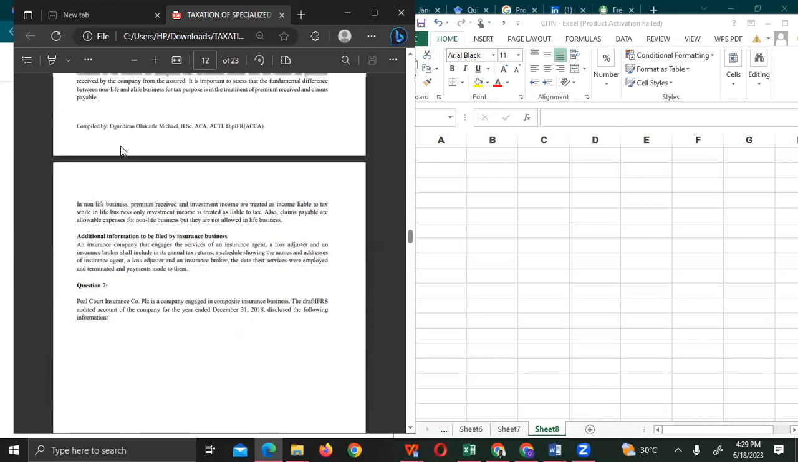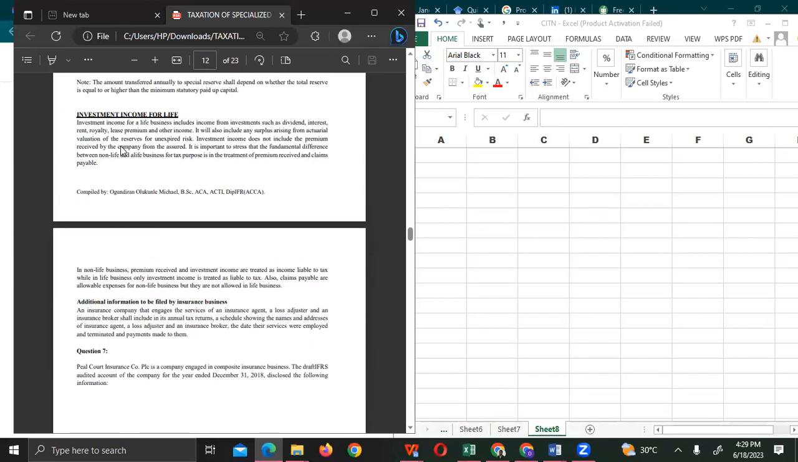All right. So let's go to investment income for life. Investment income for a life business includes income from investments such as dividend, interest, rent, royalties, lease premium, and other income. It will also include any surplus arising from actuarial revaluation of the reserves for unexpired risk. So investment income does not include premium received by the company from the assured. The difference between non-life and life business for tax purpose is in the treatment of premium received and claims payable. So in non-life business, premium received and investment income are treated as income liable to tax, while in life business, only investment income is treated as liable to tax.